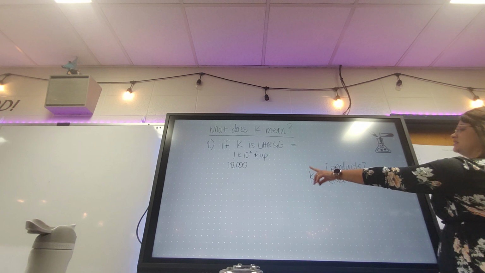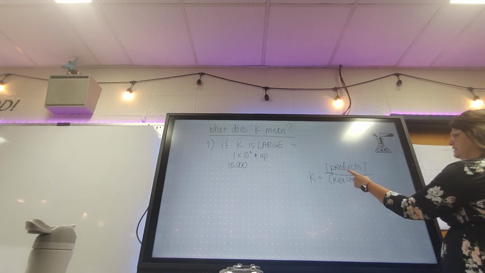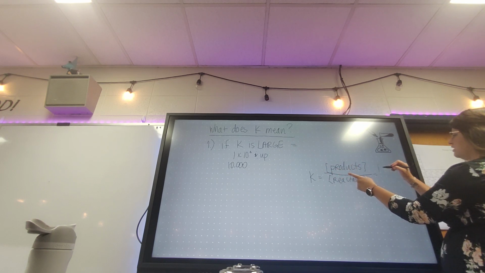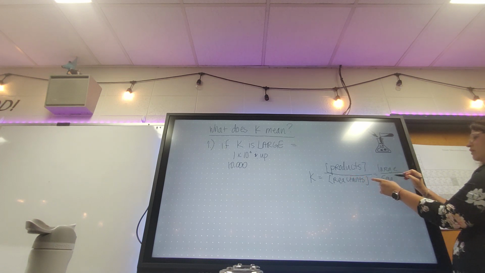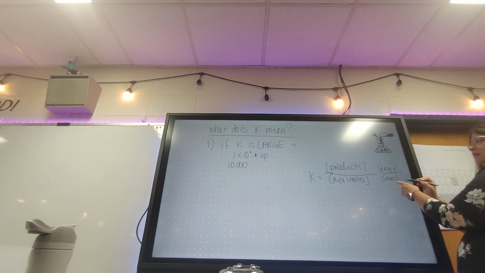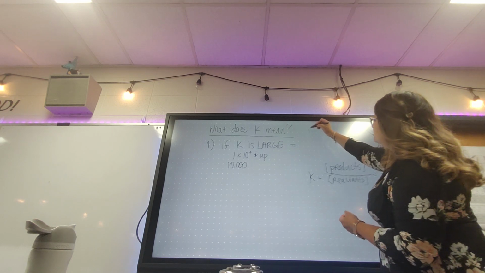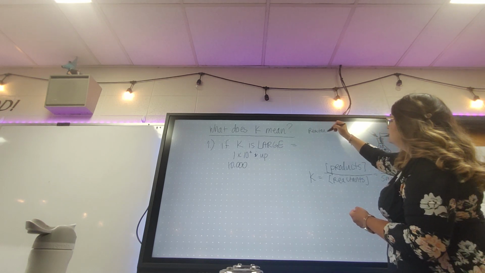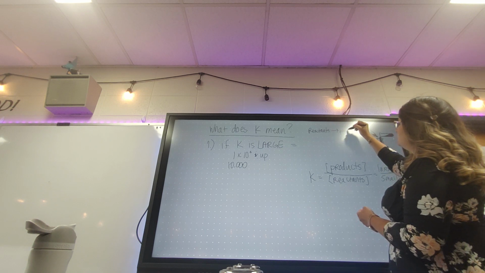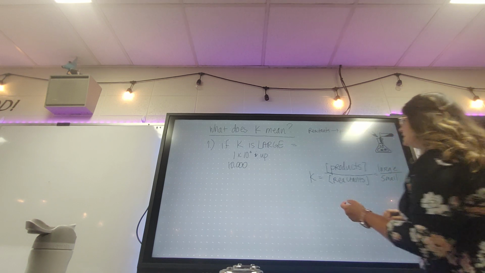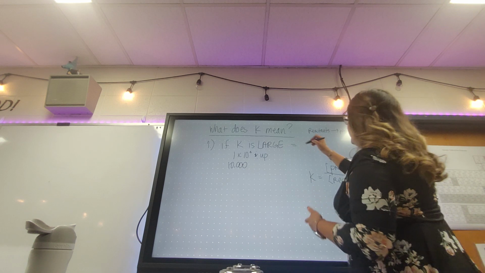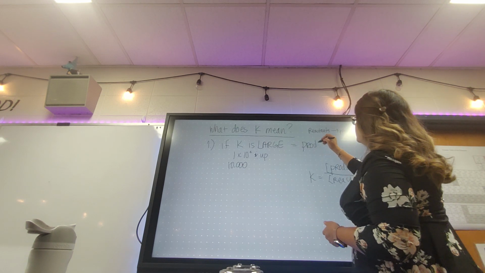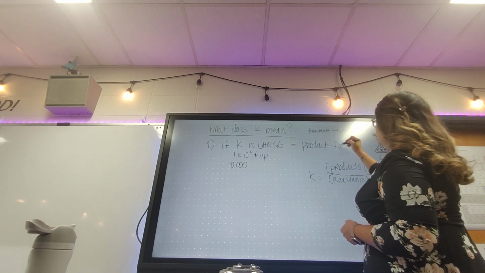Okay, so in order for this number to be large, what does the math have to mean here? It means that you have to have a large amount of products produced, but also a small amount of reactants left. If that's true, and this is what our chemical reaction looks like, it means that your reaction will make a lot of products. So how do we describe that? We say that this reaction is product favored.